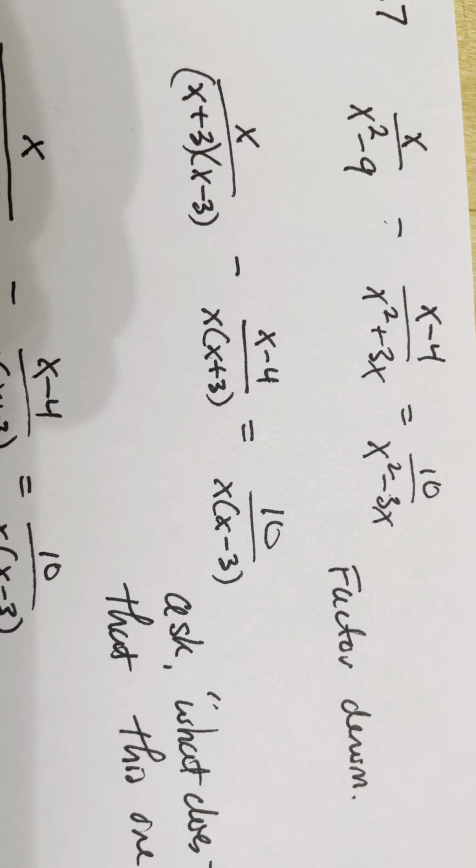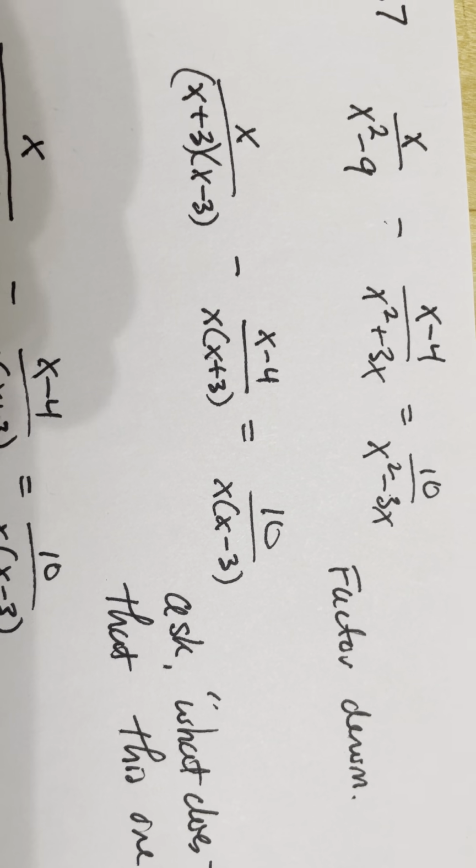So we have the x squared minus 9. Now that's a difference of squares, so that's x plus 3 times x minus 3. We have a greatest common factor of x, so that's going to be x times x plus 3. We have a greatest common factor of an x, so that's x times the quantity x minus 3.